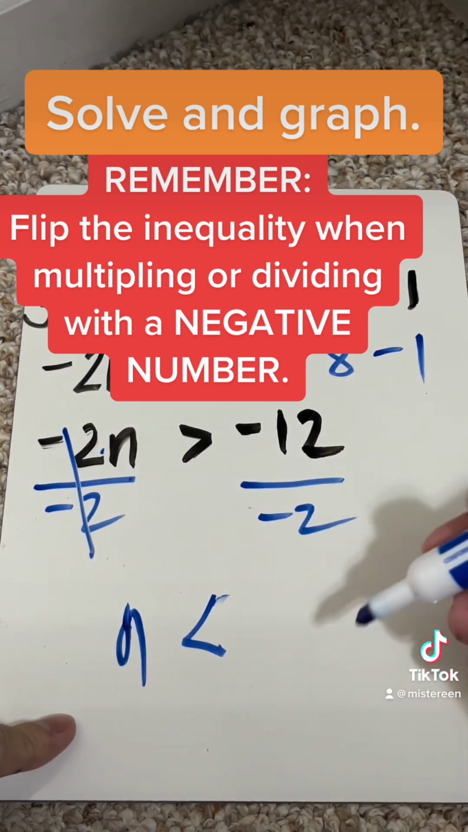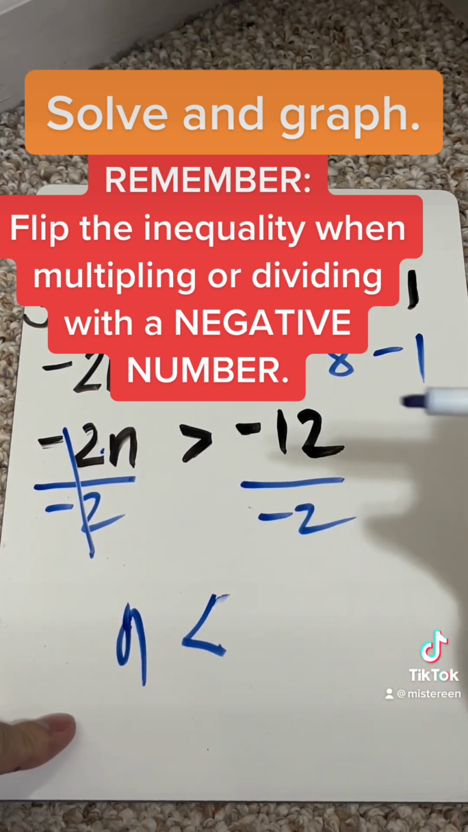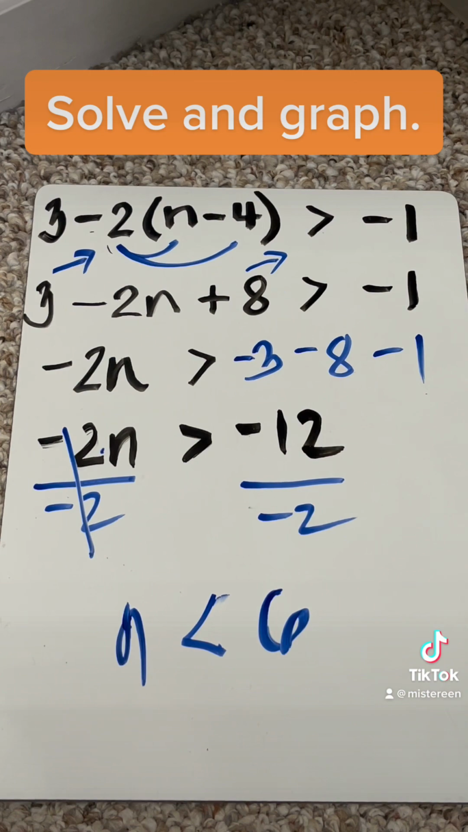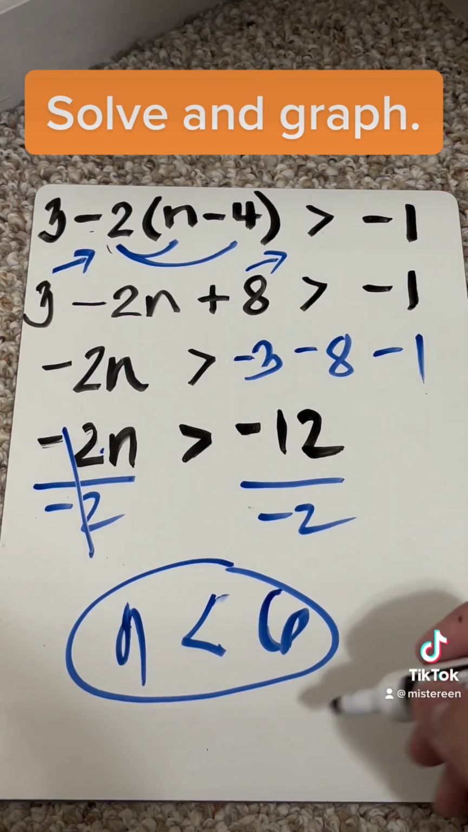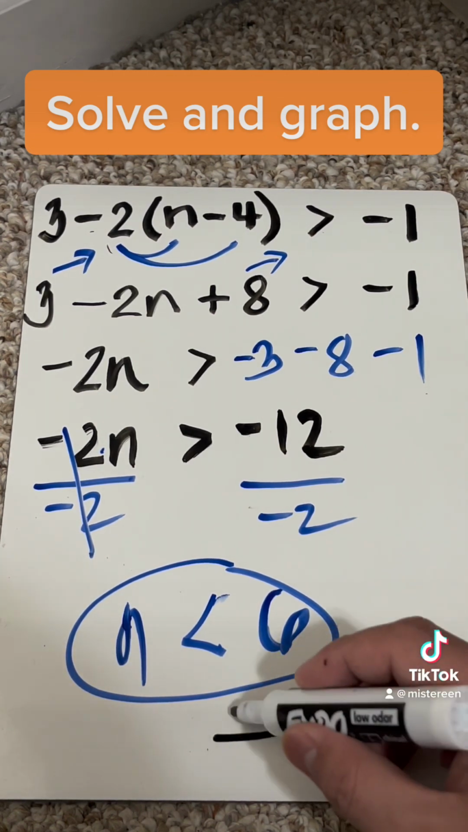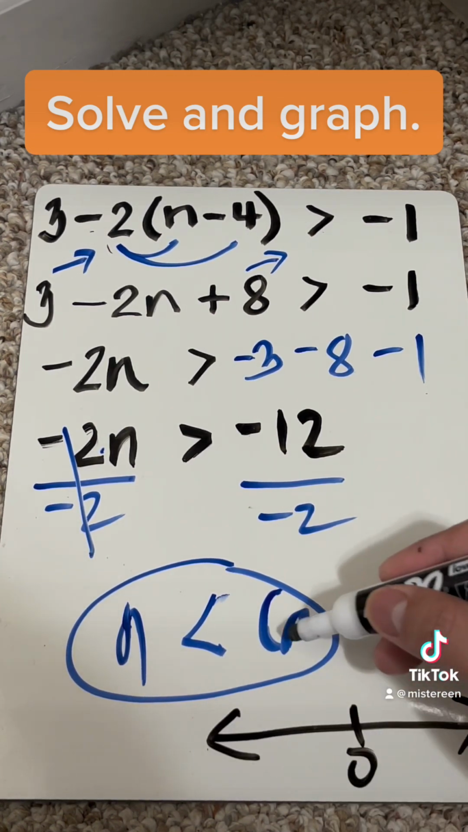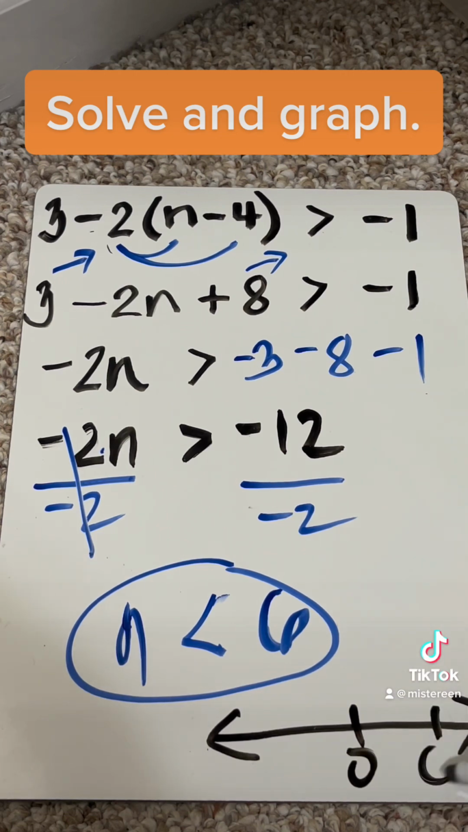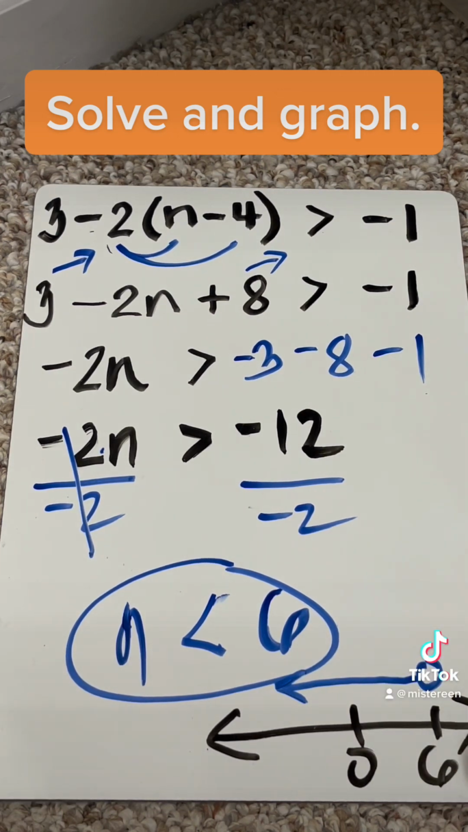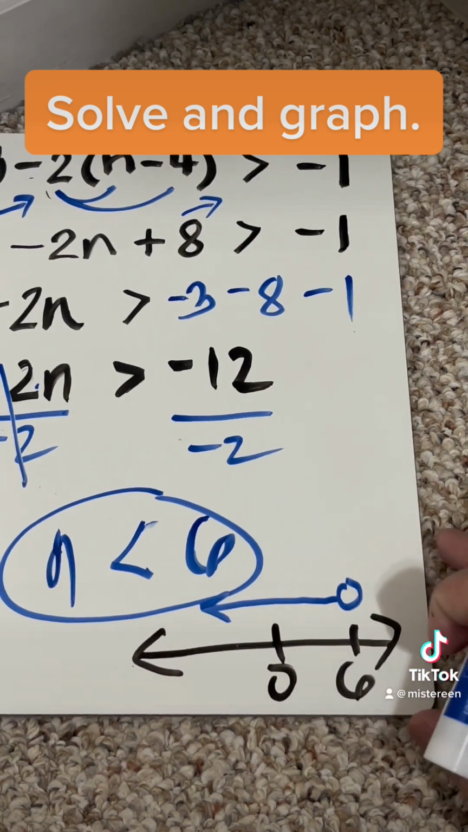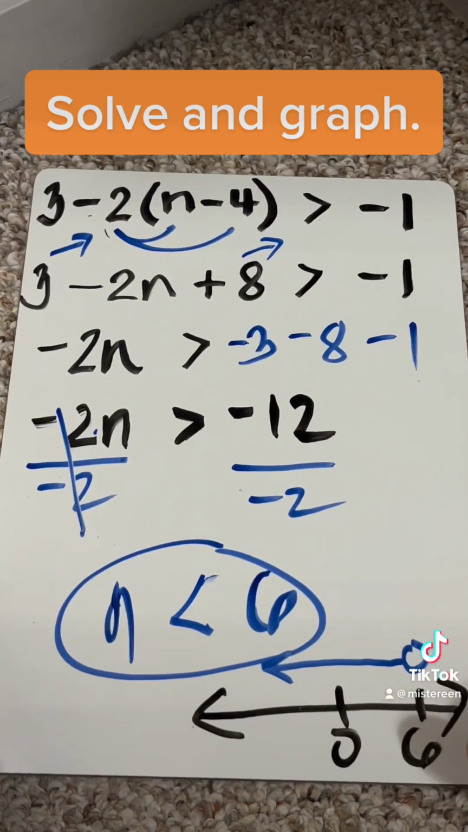So n is greater than negative 12 divided by negative 2 is a positive 6. So that's the answer. Okay, and now if we graph this, so we draw the number line. Okay, we locate number 6. Number 6 is somewhere here. And we know it's an open circle, and then the direction is to the left side. That's the graph of that inequality.